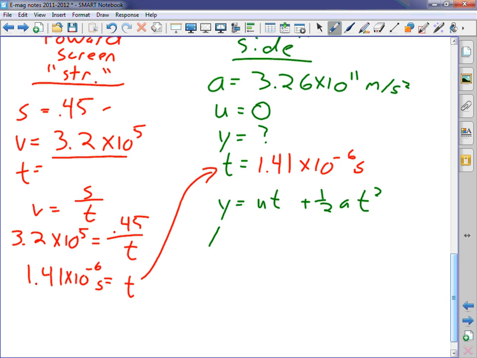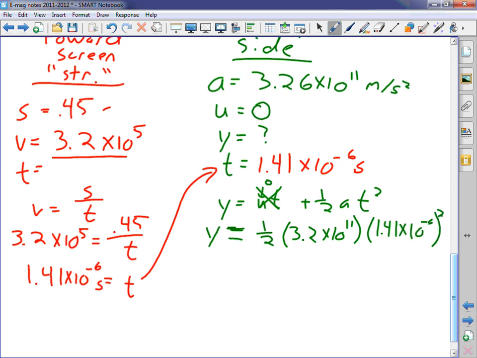Whenever I plug everything in here, the initial velocity is 0, so this entire term goes away. My Y is going to equal 1/2 times my A, 3.2 times 10 to the 11th, times my time, 1.41 times 10 to the negative 6, squared, and that will give me a displacement of somewhere around 3.2 meters, or 32 centimeters. So the electron is pushed 32 centimeters, from our perspective, into the board where it hits.